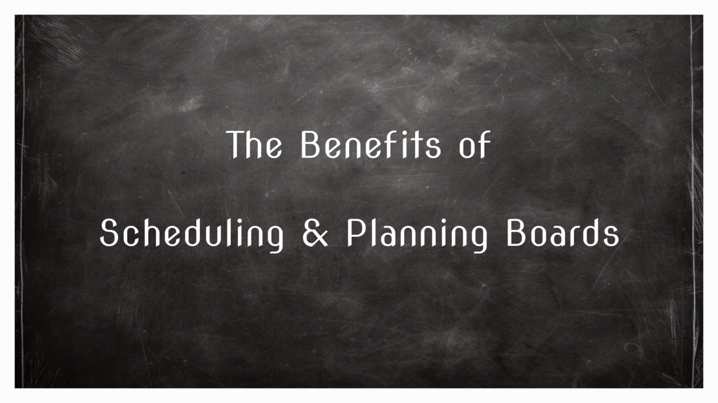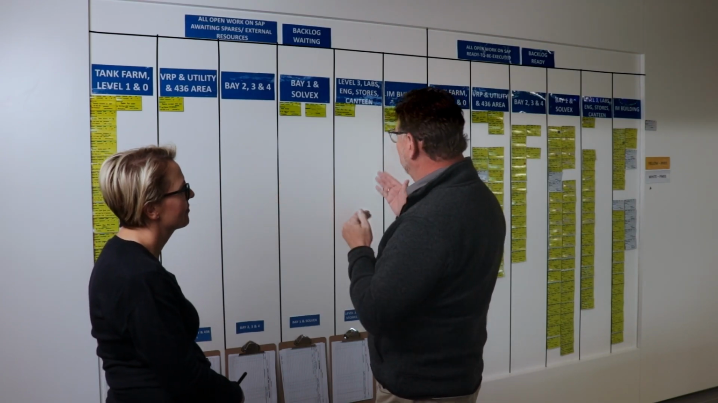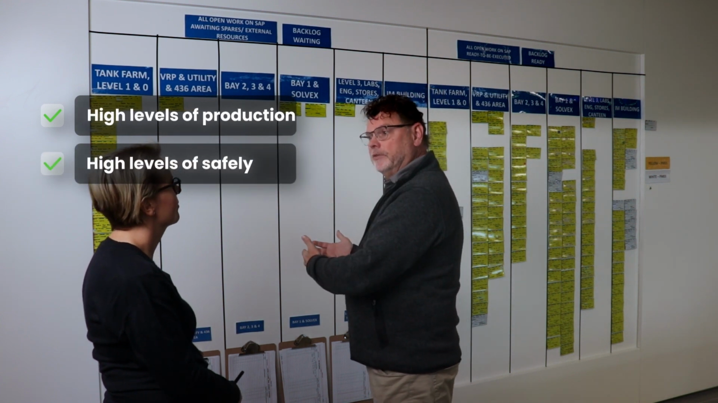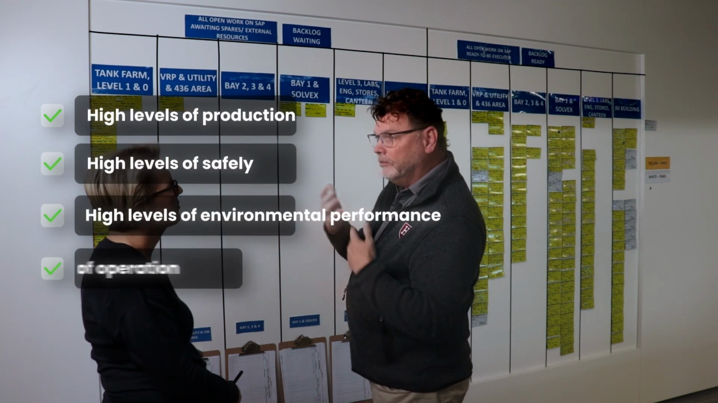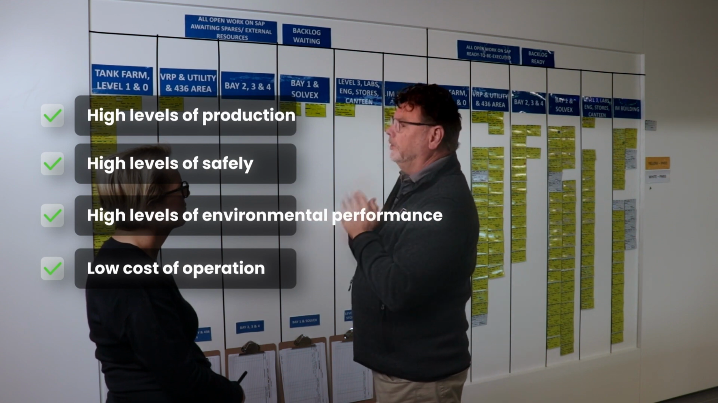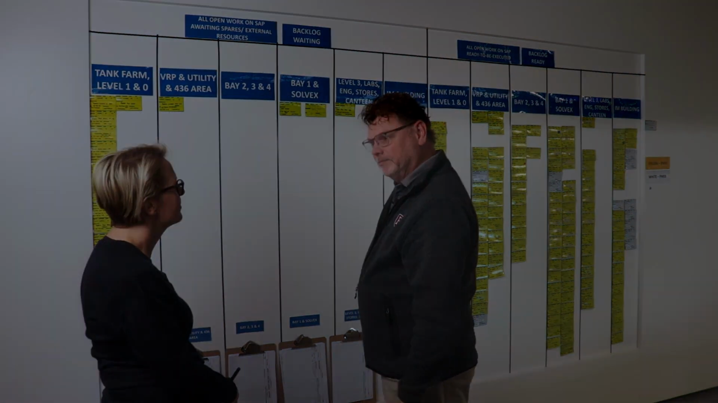So boards like this help us get focused on the business of keeping the assets reliable so that we can have high levels of production, high levels of safety, high levels of environmental performance, and hopefully low cost of operation. Why don't we use these boards and we just make a tag? So my solution was to give them the cards. You do your planning, but you now do it with the cards. So I can come and see what's going on here.